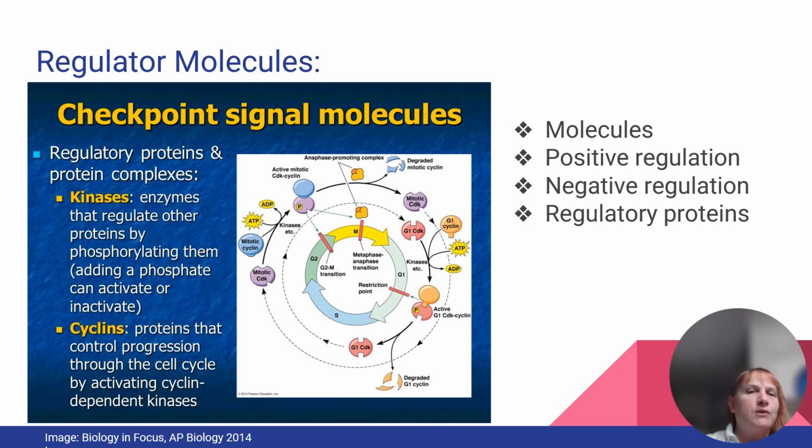So some of your kinases are going to be your enzymes that regulate other proteins. They have to be phosphorylated. Adding a phosphate can activate or inactivate them. Cyclins are proteins that control the progression through the cell cycle. Cyclin-dependent kinases, we'll talk about those too.